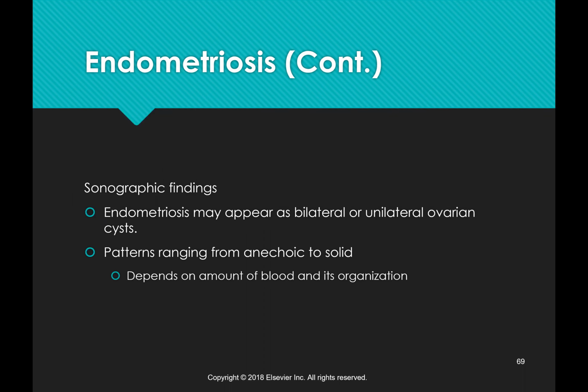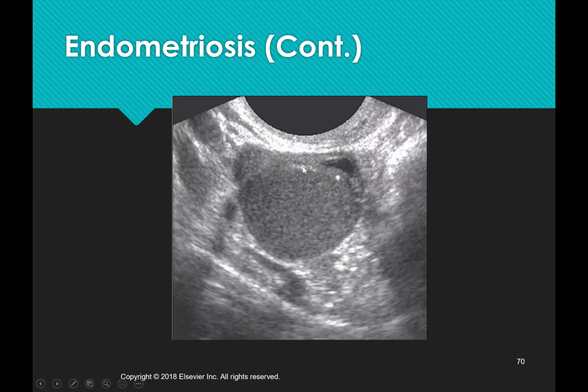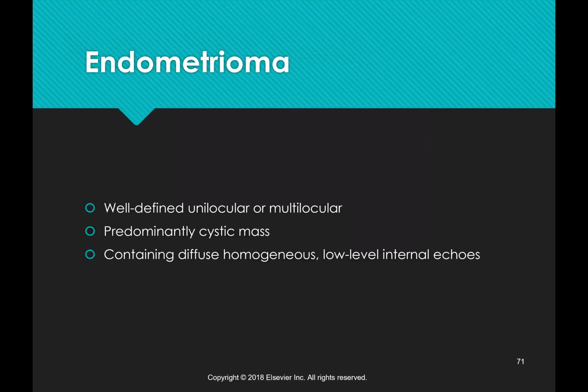It's just hypoechoic. If you see something like this, it's uniform, yet it's hypoechoic. So it's not heterogeneous, but this is what an endometrioma looks like. And on our discussion board, I'll put some more pictures of endometriomas because you'll have to be able to identify those for your test.